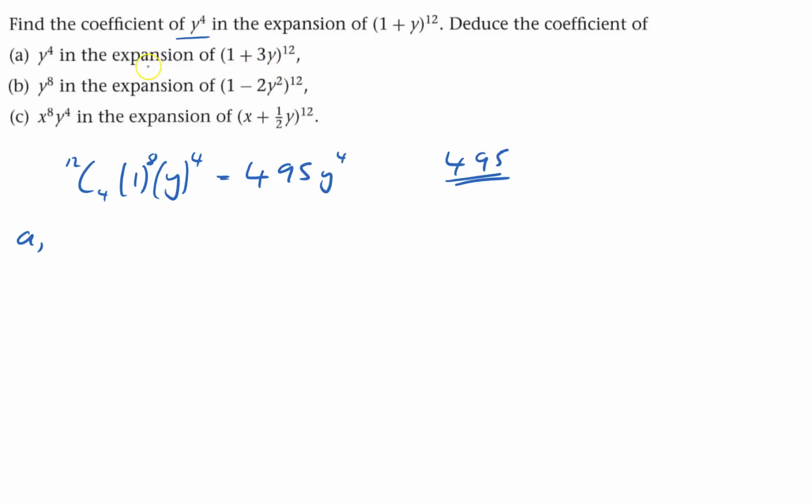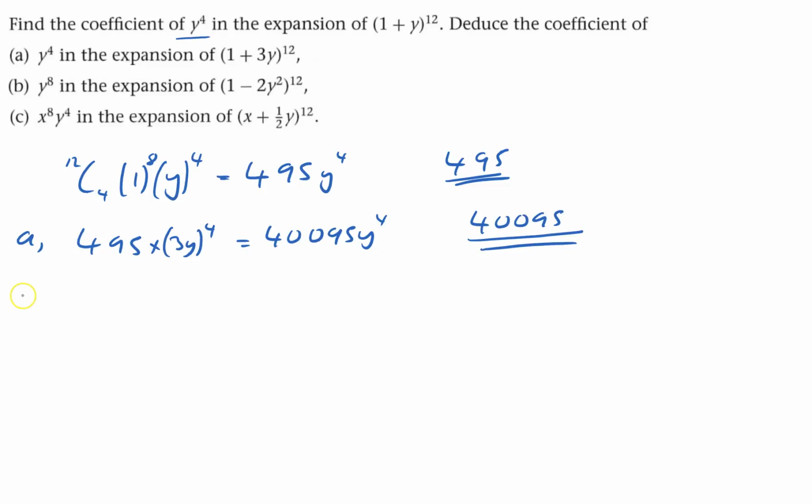Now, I can do the question. What's the expression of y to the 4 in this? Well, it's going to be 495 times the y to the power 4. And the y bit is the second term, so this would be 3y to the power 4, and that will be 40,095 y to the power 4, so the answer is 40,095.